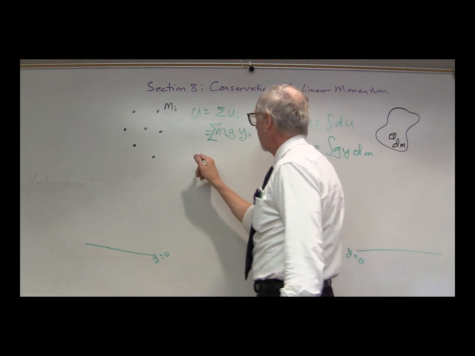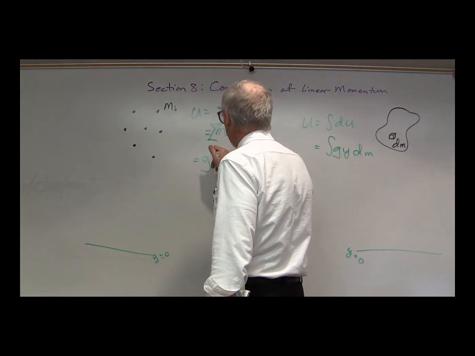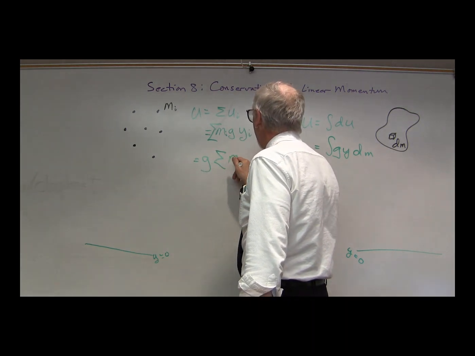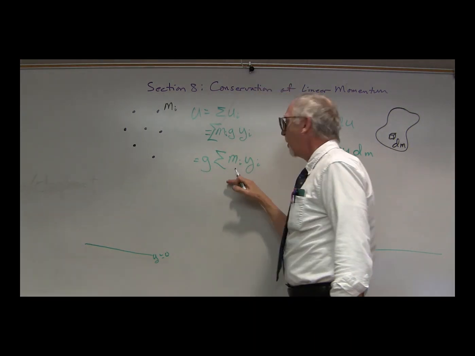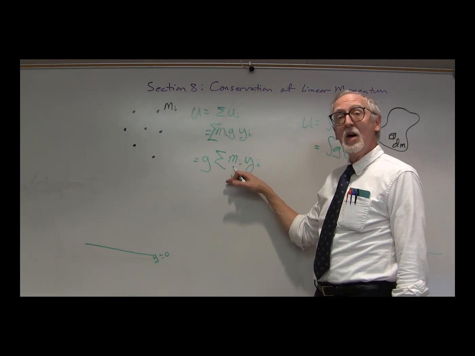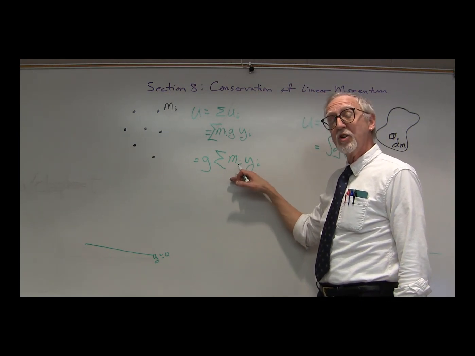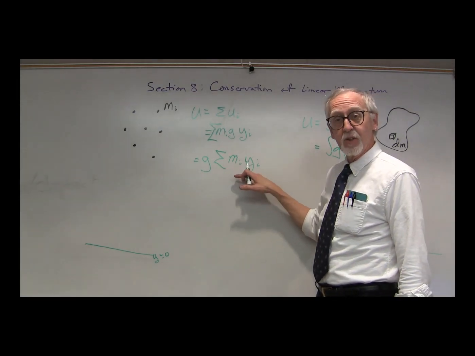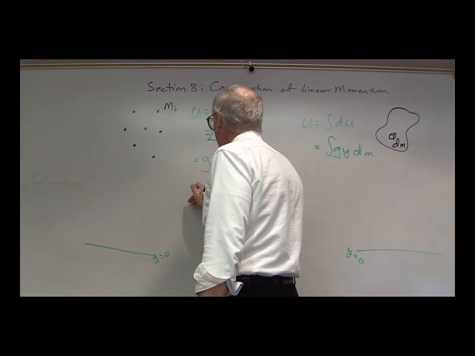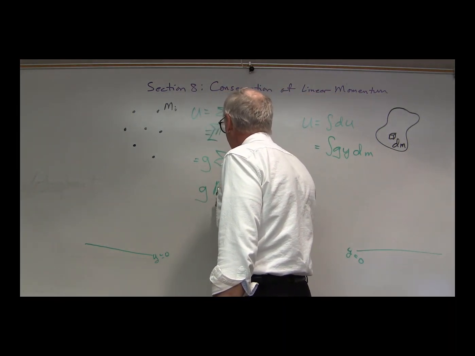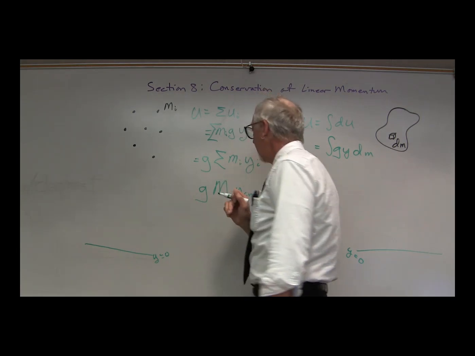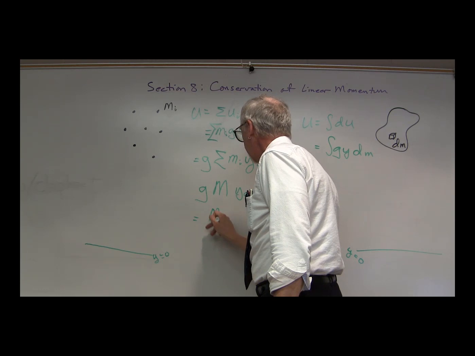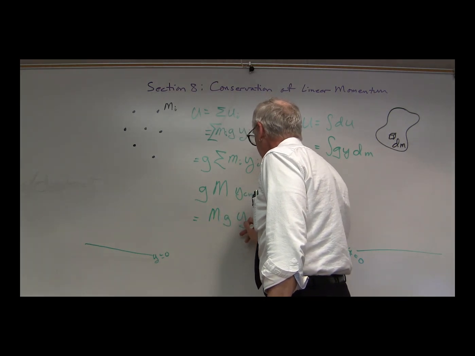So we can pull that out, and what do we get? This is equal to g times the sum of m sub i y sub i. But what's that? That is exactly the right-hand side of what we determined to be the total mass times the center of mass position for the y-coordinate. So this is g times the total mass times the position of the y center of mass. In other words, we could write this as mg y center of mass.